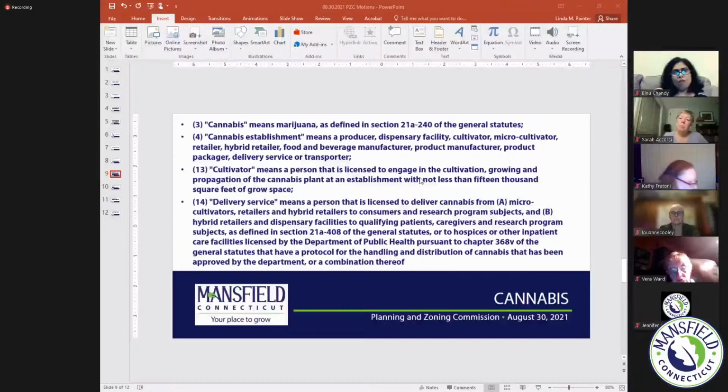My guess is, if you want to, and this is where talking to the town attorney again comes in, can you allow different types of establishments and prohibit others? For example, a cultivator is at least 15,000 square feet of grow space. If we're going to allow that, where is that?